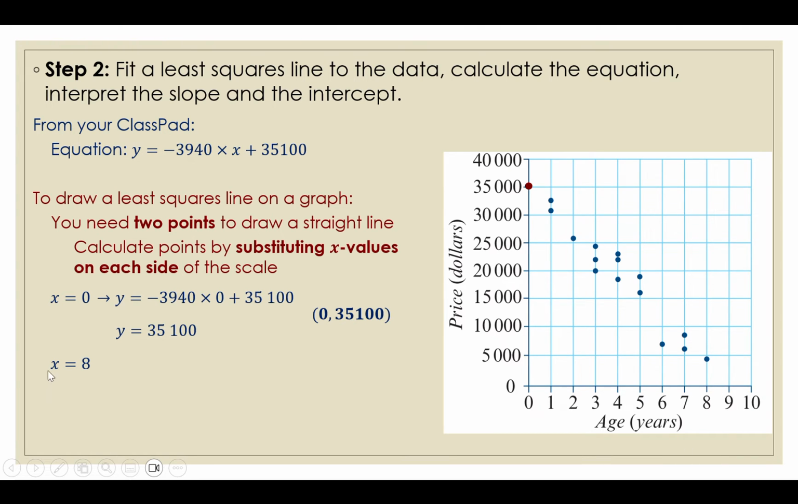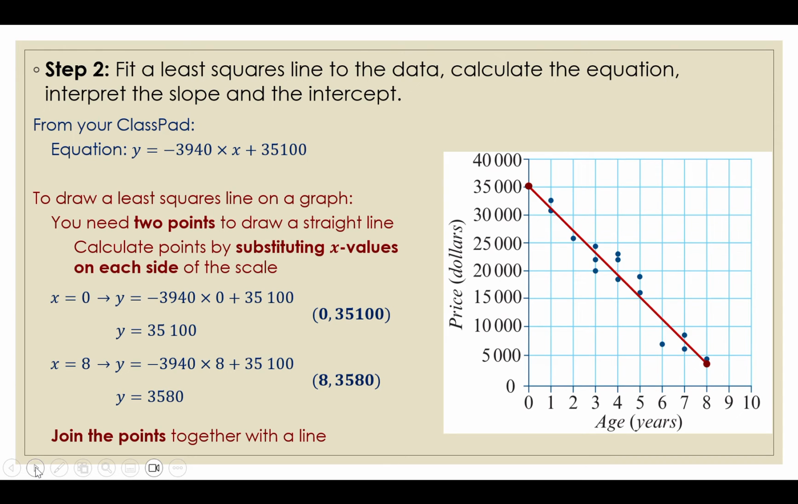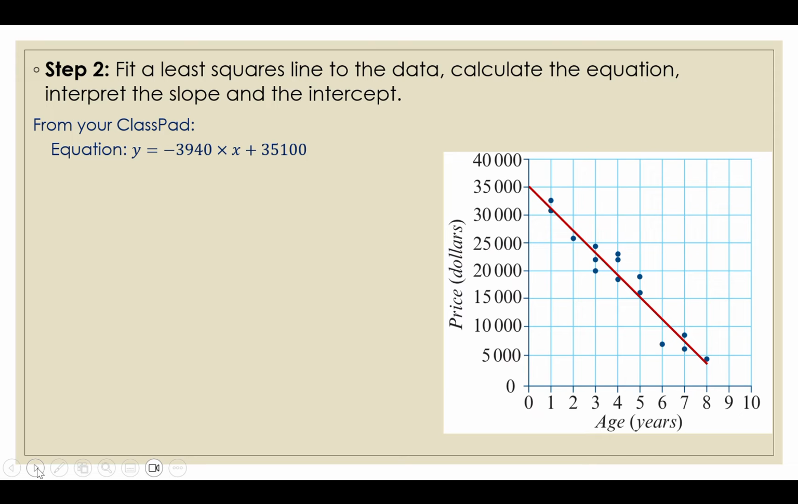So in this case, we're using x is equal to 8 and substitute it in. And what do you get? 3,580. And you could give that a go at plotting that as well. Now you've got your 2 points, so you could extend the line between the two and possibly past and beyond. All right, so we've got our line of best fit.